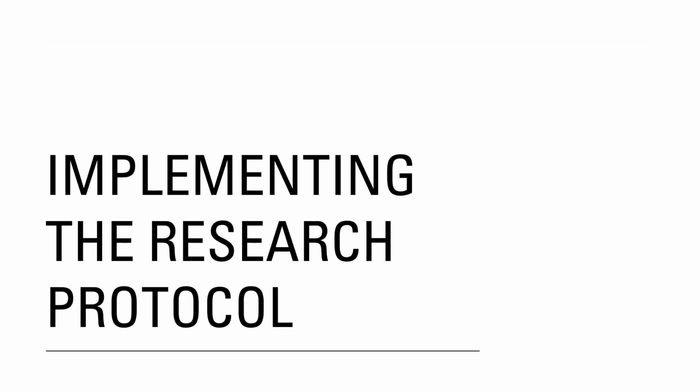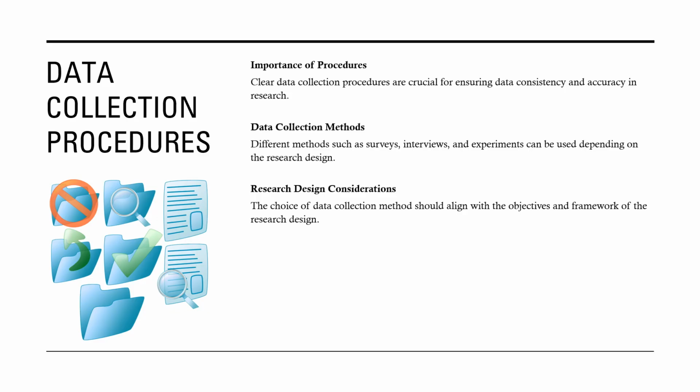Once the research protocol is developed, the next step is implementation. This phase encompasses data collection, analysis, and ethical considerations to ensure the research is conducted properly. Establishing clear data collection procedures ensures that data is gathered consistently and accurately. This may involve surveys, interviews, or experiments, depending on the research design.